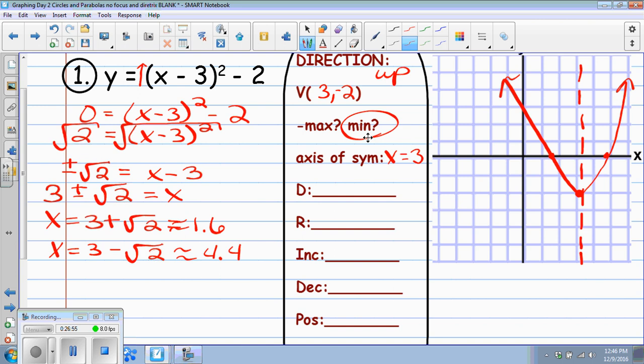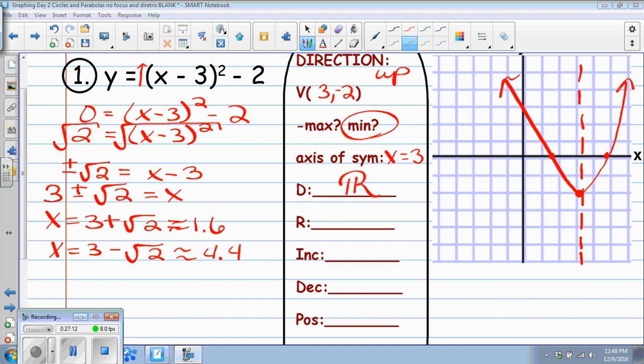The domain. How far left does it go? Forever. How far right does it go? Forever. So the domain is all real numbers. If your parabola opens up or down, your domain's always going to be all real.